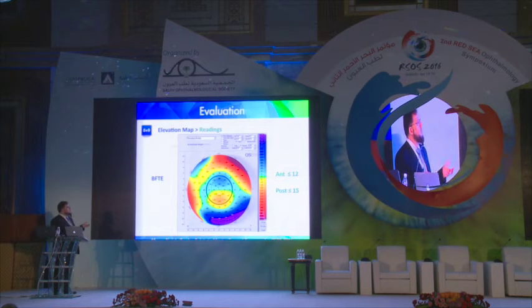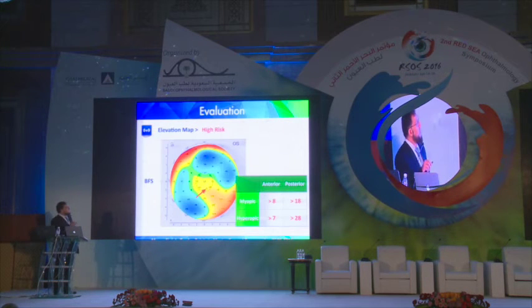We can use the best toric ellipsoid, and if the map is for the anterior surface, we can accept until 12 microns, and for the posterior surface, we can accept until 15 microns. This is within the central 5 millimeter. Central 5 millimeter, any plus. Minus is not important, but plus values are important.